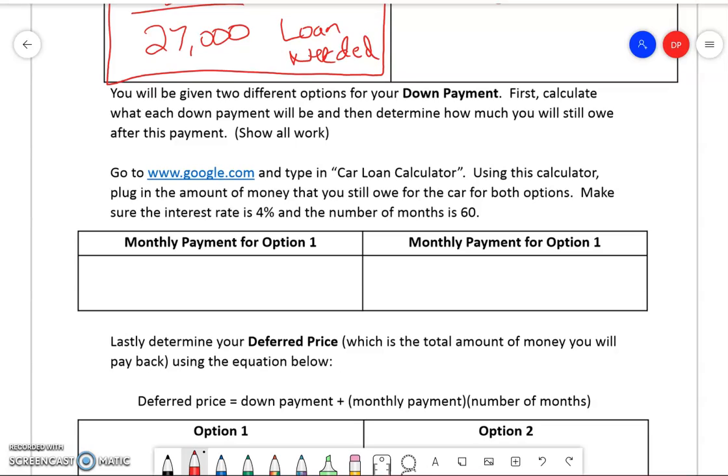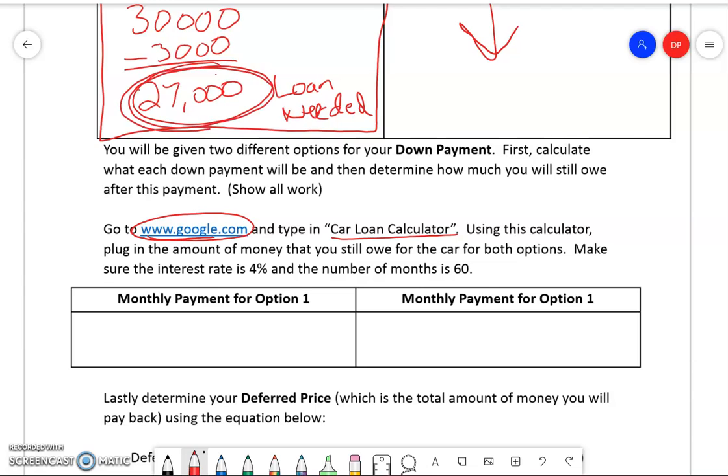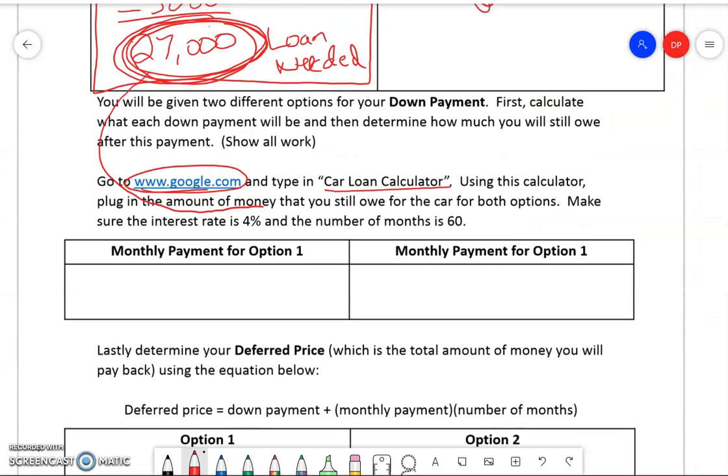Up next, we're going to google.com and we're typing in car loan calculator. Using the calculator, we want to plug in the amount of money that we still owe for the car. Hey, that looks like this loan amount that I just found. So that is the amount of money that I still owe for the car. And make sure the interest is 4%, key. And we're going for a 5-year loan, which is 60 months.